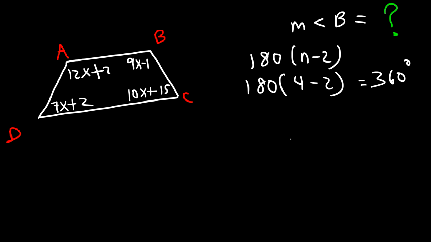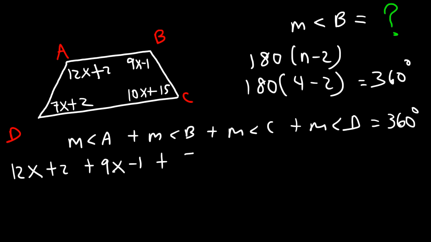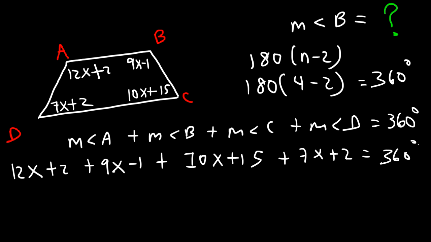So therefore, what that tells us is that the measure of angle A plus angle B plus angle C plus angle D, all of these have to add up to 360. So we could say that 12x plus 2, plus 9x minus 1, plus 10x plus 15, plus 7x plus 2, all of these have to add up to 360 degrees.